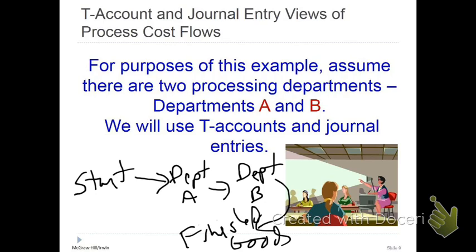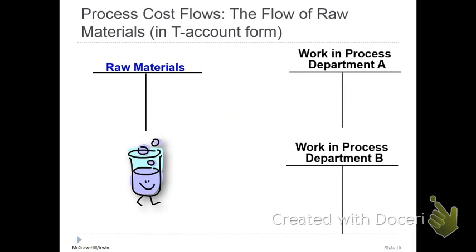Goods start out, or the product starts out, we process it in Department A, it gets shoved down the assembly line, goes into Department B, they do whatever they need to do, and then it goes out into finished goods. In the real world, might there be hundreds or a multitude of processing departments? The answer is yes. But for purposes here, we're just going to have those two departments.